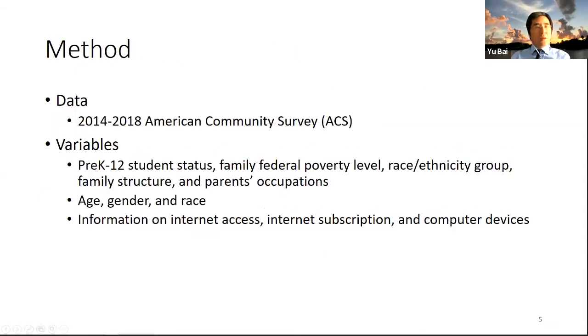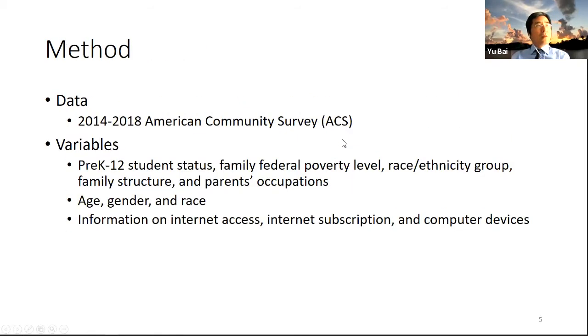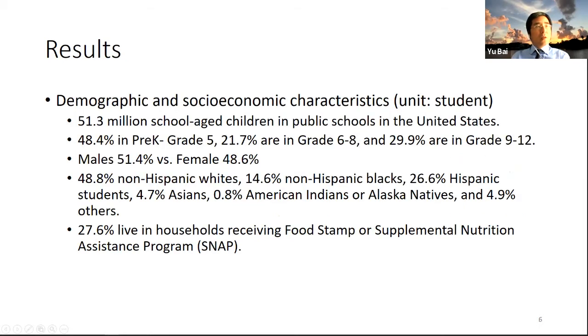This is a cross-sectional design. The population is students enrolled from pre-K to grade 12 in public schools in the United States. The data comes from the 2014-2018 American Community Survey. So this is a descriptive estimate of the whole population.